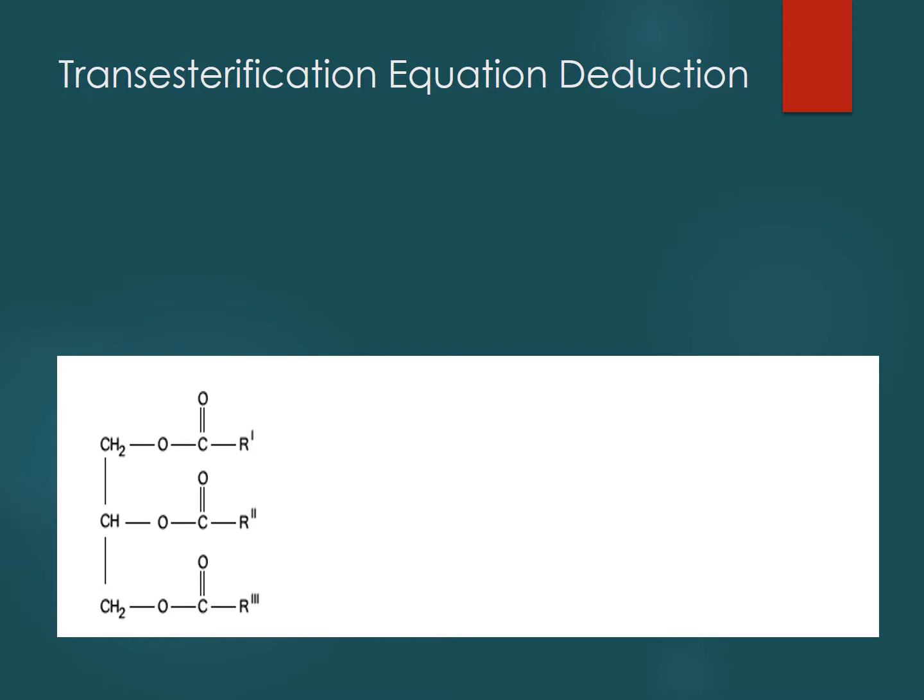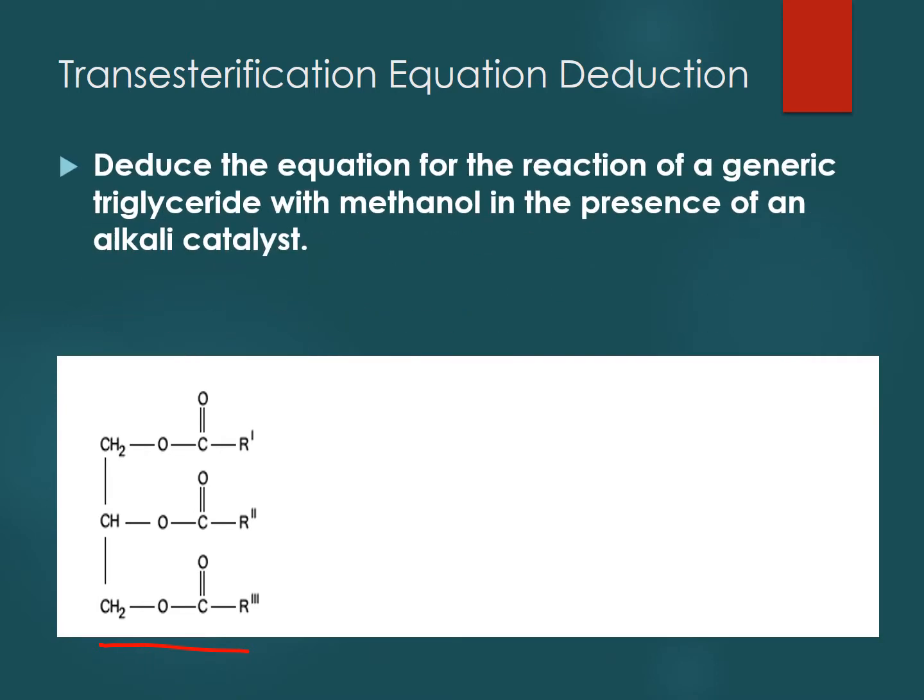So this right here is a triglyceride. You see that it's 3 separate chains of esters all linked together. So I'm going to transesterify this in the same way. So I'm going to add methanol. Well, this time I need 3 moles of methanol because I'm going to need a methyl group for each of those ester chains.